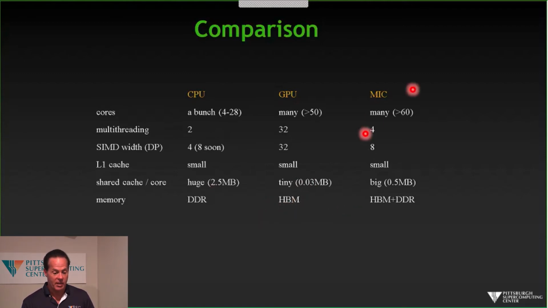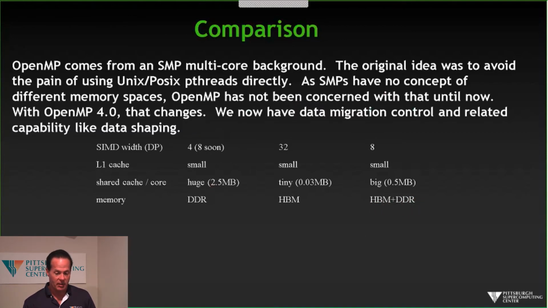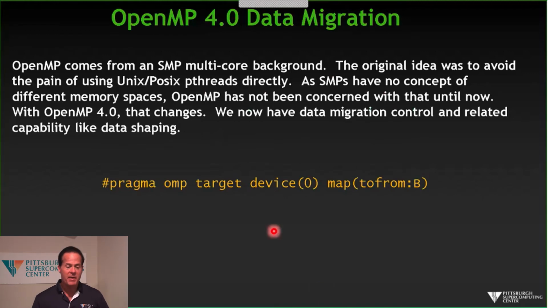Many integrated cores is kind of in between the two. It has maybe 60 cores. It does have 60 cores. There aren't a lot of variations of it. It has, however, both high bandwidth memory and regular memory on board. So it's kind of a hybrid machine. So OpenMP needed to roll in data migration. It needed to accommodate the fact that we do have to move stuff across this PCI bus. It's not all shared memory.